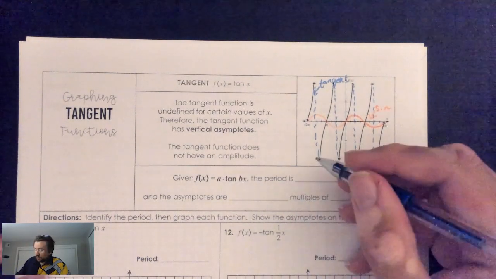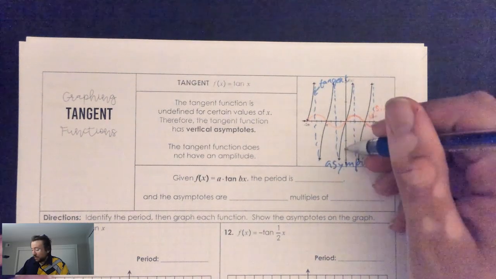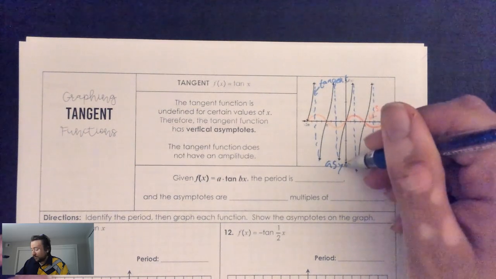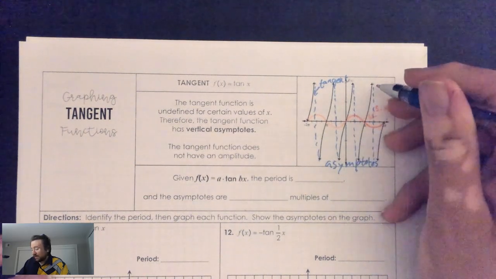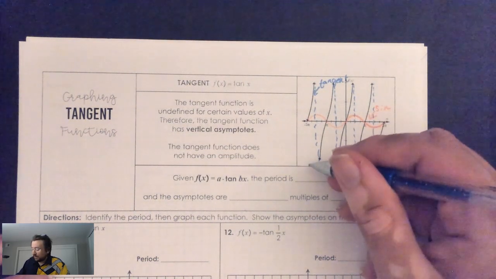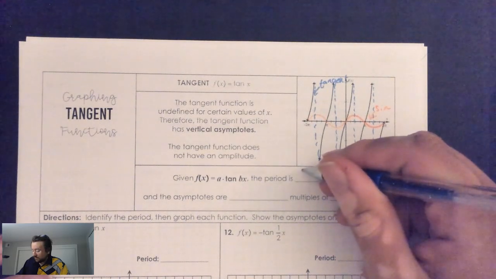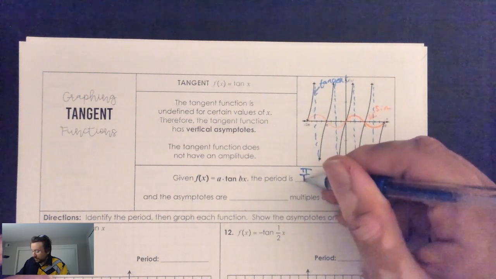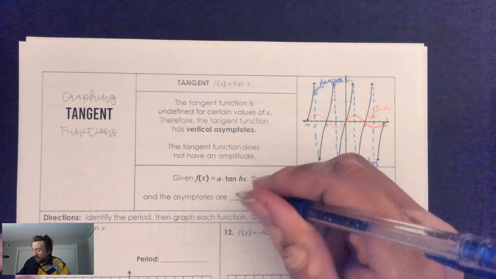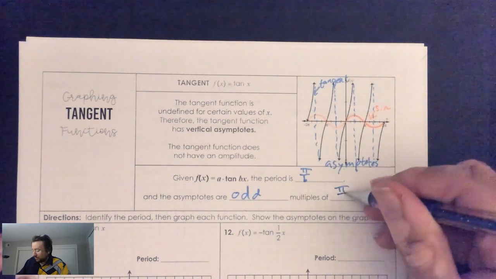And so on a tangent function, we actually see that it repeats more often than the sine function. The sine function takes 2 pi, while the base tangent function only takes 1 pi to repeat. And so that means the period is, instead of being 2 pi over b, is just pi over b. And we have all these asymptotes at odd multiples of pi over 2.